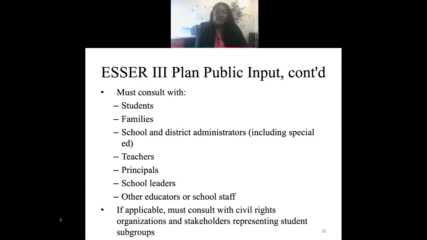What I will say is that the department is working and will soon have published a template that you can use to complete your ESSER 3 plan, as well as your budget, and we will post that and do a technical assistance session that will walk you through how to complete that ESSER 3 plan.